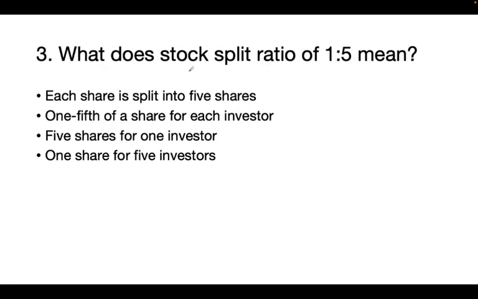Next question. What does stock split ratio of 1:5 mean? Options are each share is split into 5 shares, 1/5 of a share for each investor, 5 shares for one investor, 1 share for 5 investors. So the correct answer is each share is split into 5 shares.